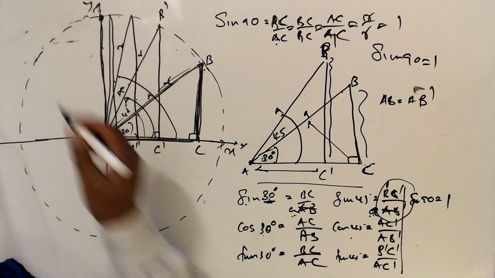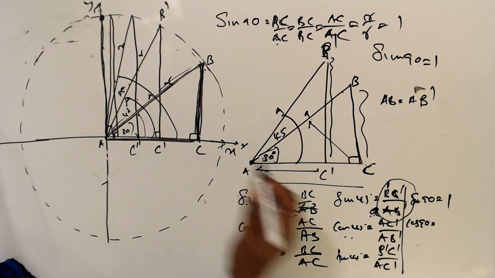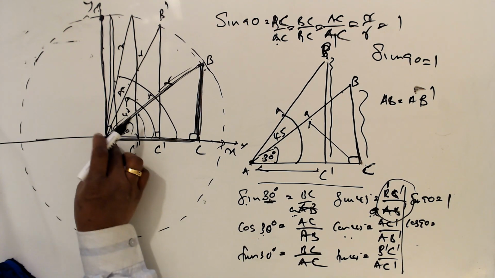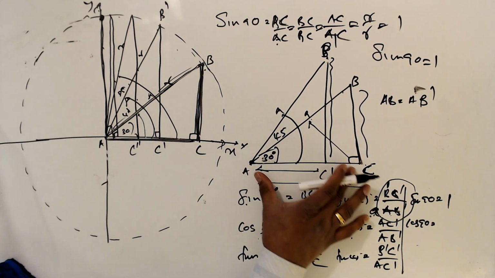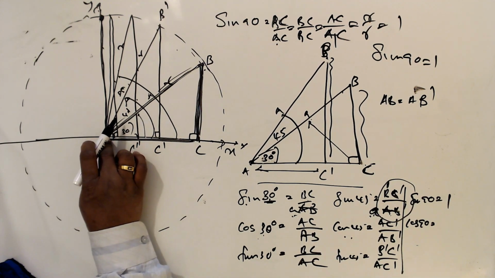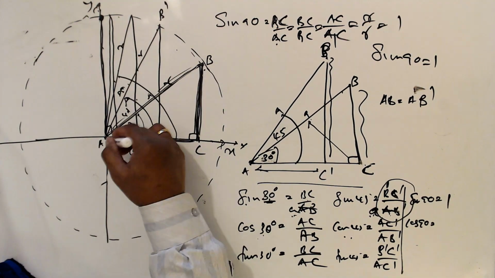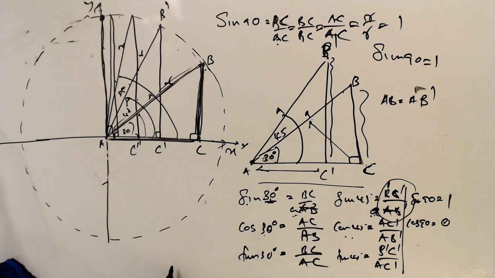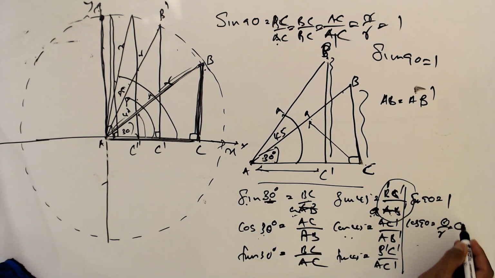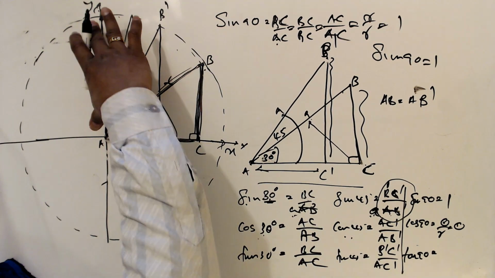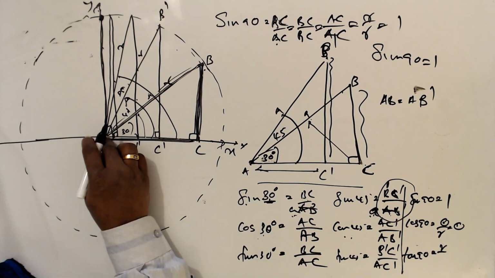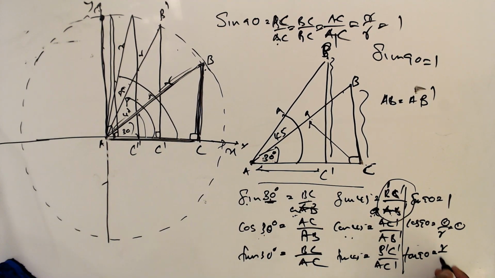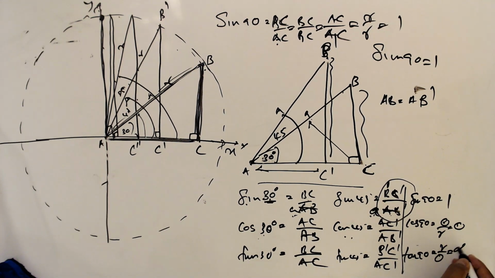What will happen to cos 90? When this becomes smaller and it overlaps, this AC becomes 0. Now 0 over hypotenuse AB, or R. It means 0. Cos 90 is 0 then. 0 over R is 0. What happens to tan 90? Tan 90 means this length R divided by adjacent AC. Now AC becomes 0. Anything divided by 0 is infinity.